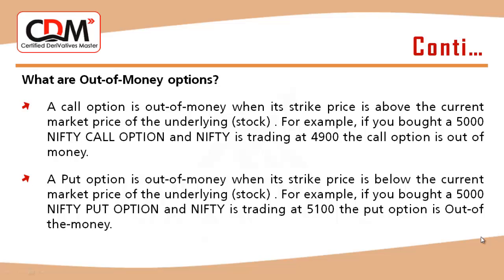Just to not confuse you, we are taking another simple example. If Nifty's current market price is 5280 and we bought the 5200 strike price put option, it means we have bought a Nifty out of the money put option. So this is a simple example of understanding what is an out of the money option for call and what is an out of the money option for put.